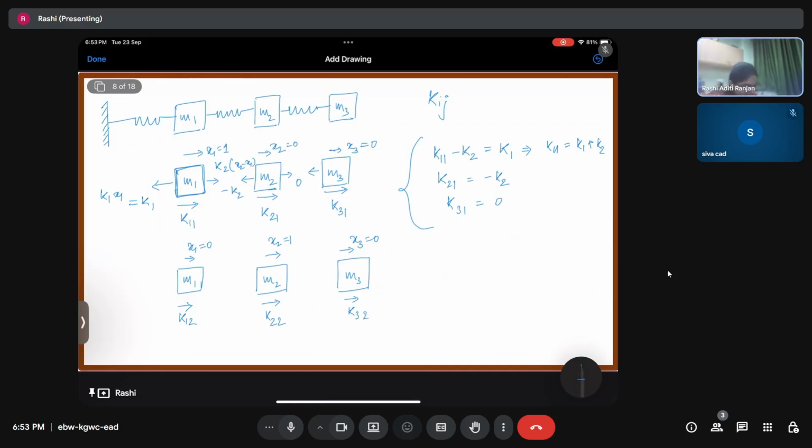Okay. Now, if we come on to the force balance, here we have 0 because x1 is 0. Here we have this and this, which is k2 x2 minus x1. Now x1 is 0 and x2 is 1. So we have it as k2. And this we have what? K3. Okay, here I should write k3 x3 minus x2. So minus k3 because x3 is 0.